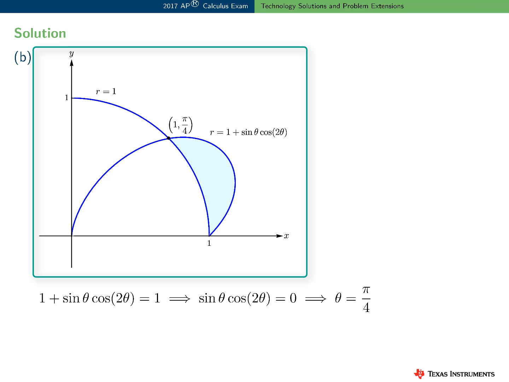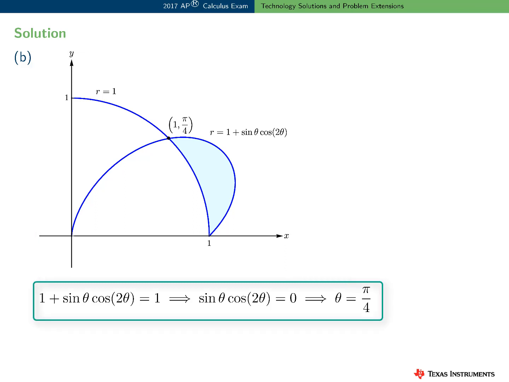To solve part B of example 1, I first tried to visualize the region of interest. The shaded region here is inside the graph of r equal f of theta and outside the circle r equal 1. In order to find the area of this region, I need to find the point of intersection of the two graphs. So I set f of theta equal to 1 and I solved for theta. I used the principle of zero products and the fact that theta must be in the first quadrant. So the point of intersection is 1, pi divided by 4.